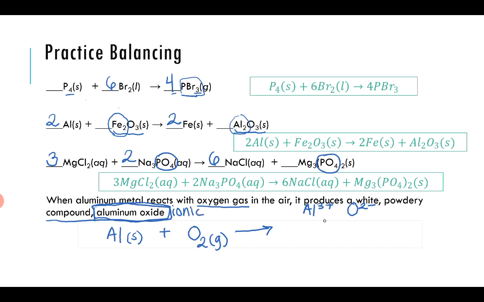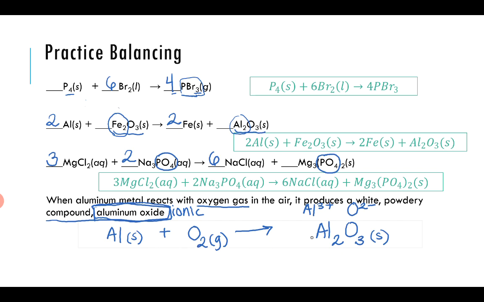Ionic compounds are always neutral, and so we have to have a chemical formula that's neutral. In order to do that, we can have 2 aluminum ions and 3 oxygen ions. That would give us overall 6 positive charges and overall 6 negative charges, so that it's electrically neutral. So you have to remember your common ion charges so you can get your chemical formula correct. It says white powdery compound, and so that's implying that it's a solid of some kind because it says powdery.